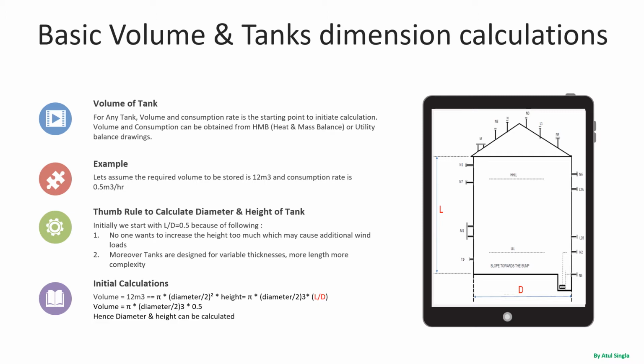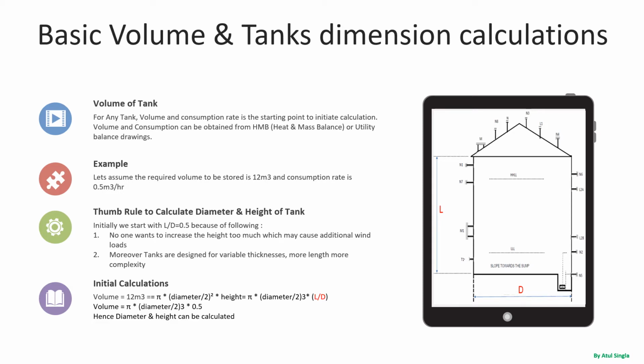So in this case, for example, we are taking a typical tank, and we are assuming the volume required, which we have received from the heat and mass balance diagrams, is 12 meter cube, and the consumption rate is 0.5 meter cube. These two values we will be getting from these drawings, and this will be the starting point to calculate further.